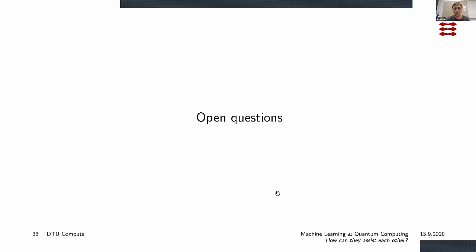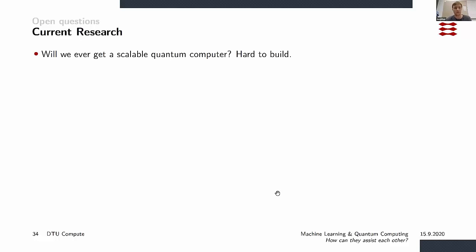So now I want to end here with some open questions that perhaps no one knows or is trying to figure out. The one current research question is: will we ever get a scalable quantum computer? Because it's very hard to build. And when will it come? That's a very open question. I believe that you all saw earlier this year that Google obtained quantum supremacy, or was that last year? But recently they obtained quantum supremacy for a very specific problem, but we've not reached practical quantum advantage yet.